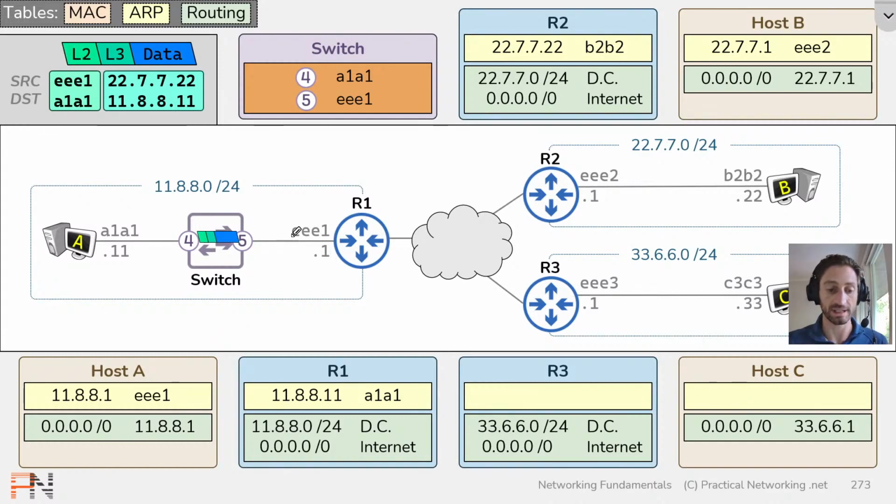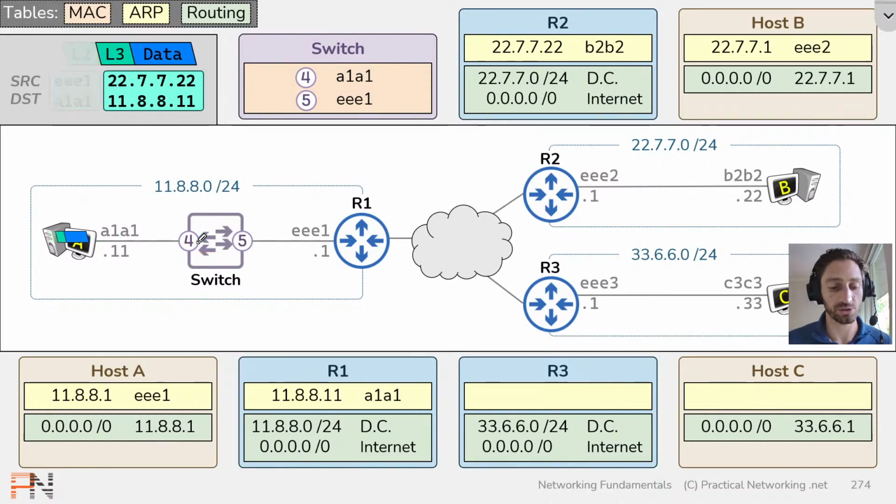And then the switch is going to look at the destination MAC address to determine where to forward that packet next. The destination MAC address A1A1 exists out port 4, so the switch will forward this packet out port 4, where it'll arrive on host A.